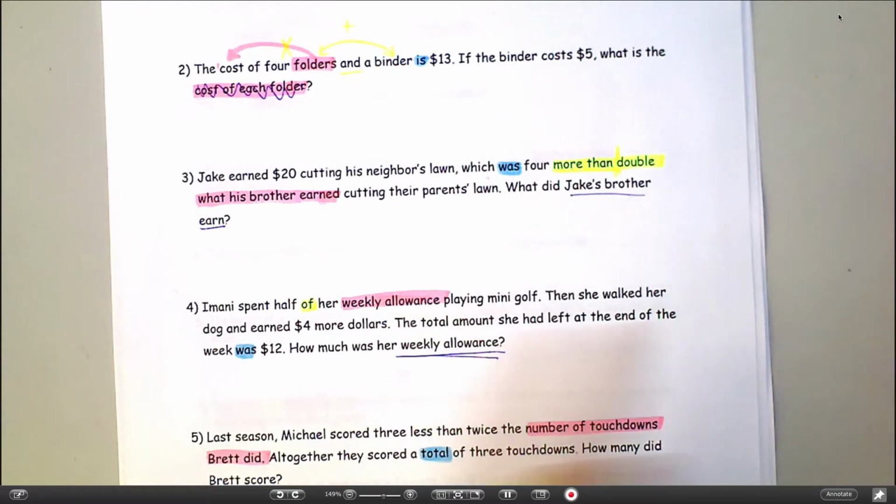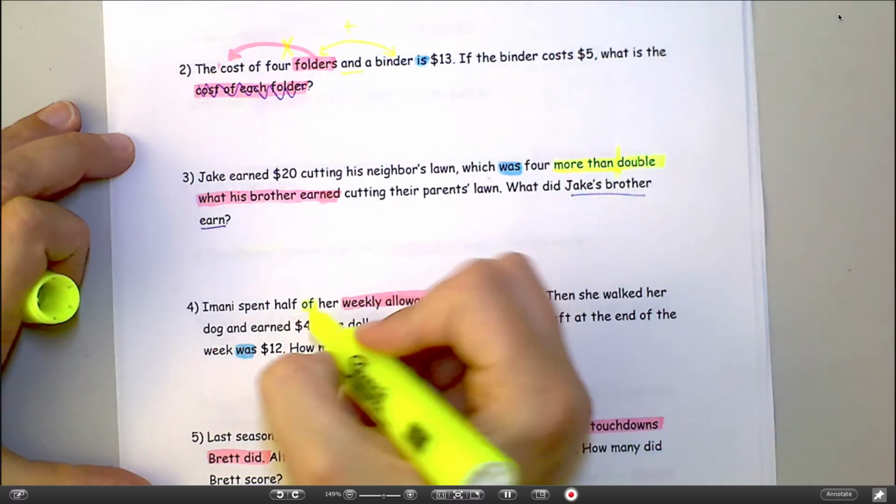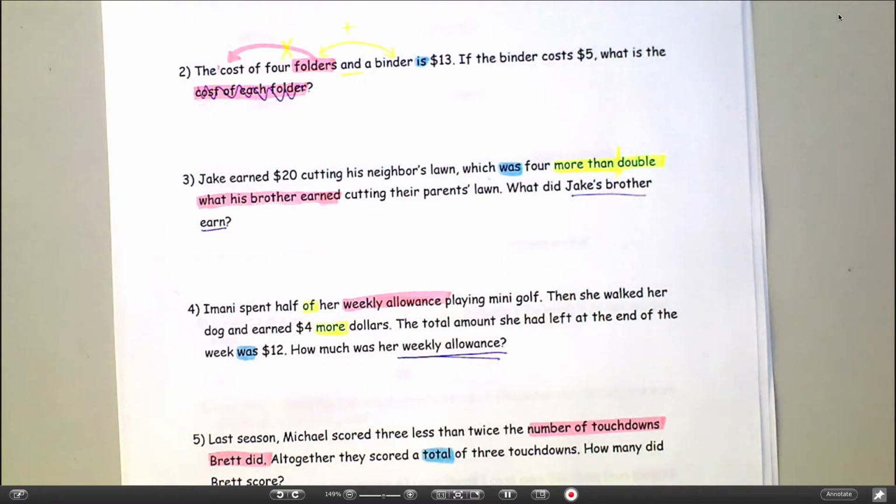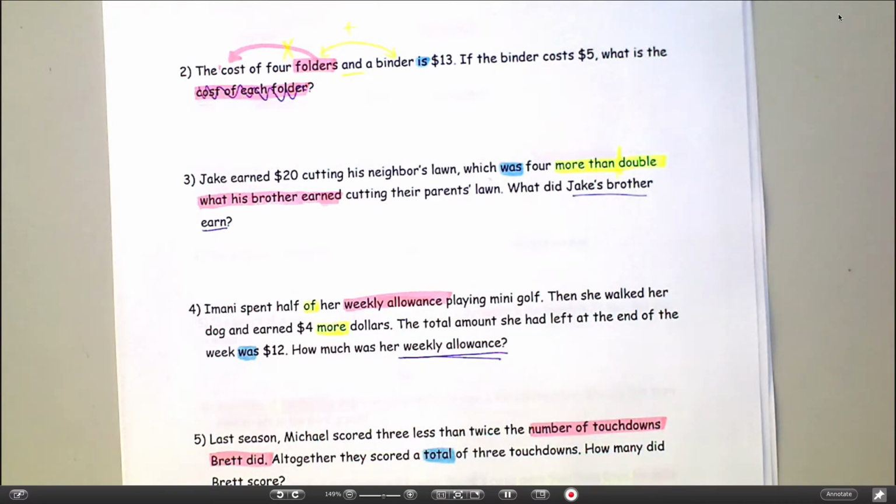Okay? Then later on, she walked the dog and earned $4 more. So again, that more than, I'm earning 4 more. That's being added. That's addition. Okay? The total amount she had left was $12. Okay, so we're good there.